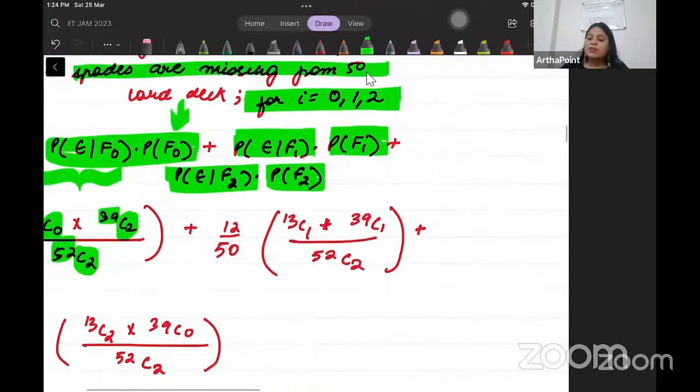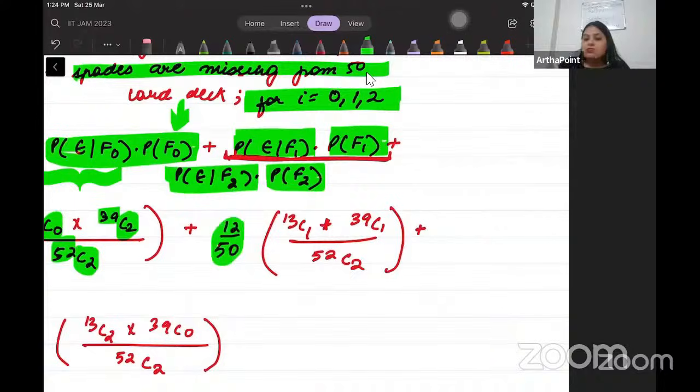Let's look at the second one. This says that I have missed 1 spade card. So I have 1 less spade card. There were 13. Now I just have 12. Out of the total, 2 cards are missing, so 50 total cards. So 12 by 50. And how many ways can be formulated in which I can miss 1 spade card?